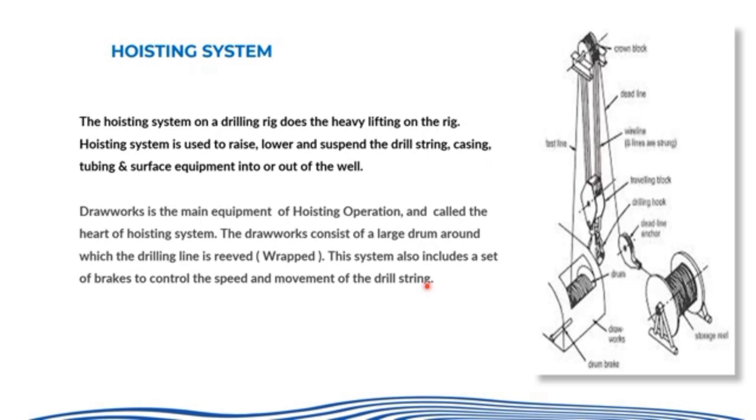Now we will see in easy language what the hoisting system is. The hoisting system means lifting, lowering, and keeping in a suspended state any tool, for example the drill string. It means the drill pipe, the combination of the drill pipe, the BHA (bottom hole assembly) and the drill bit, and also the casing, tubing, and other surface equipment, lifting and lowering into and out of the wellbore is called the hoisting system in a rig. We will see it in detail in the next videos.